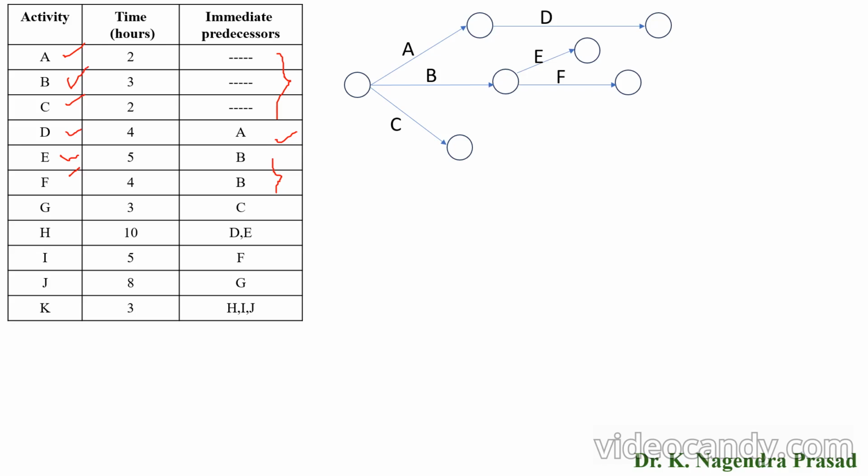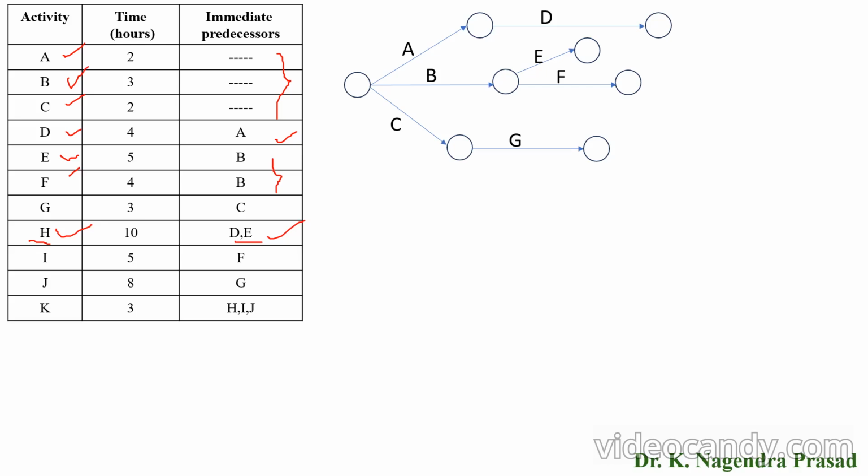Next, we have to look for the activity G. So draw the activity G after completion of the activity C. Next, we have to look for the activity H. Activity H will start after completion of D and E. So here for activity H, D and E are the immediate predecessor activities.